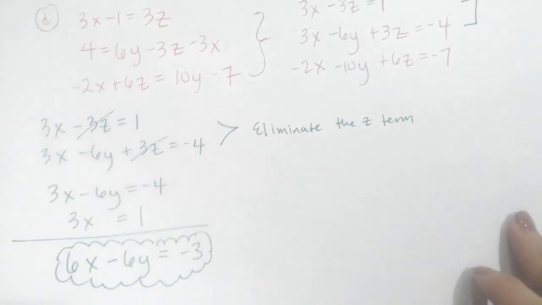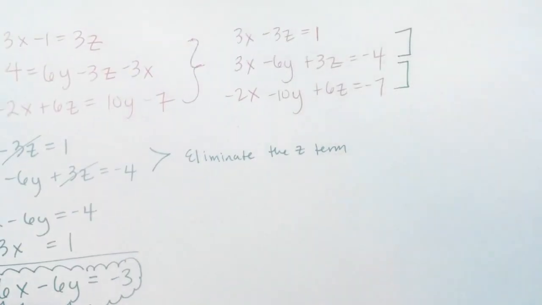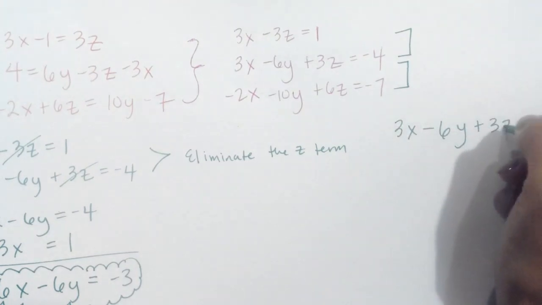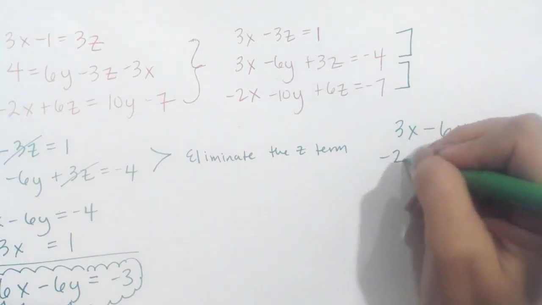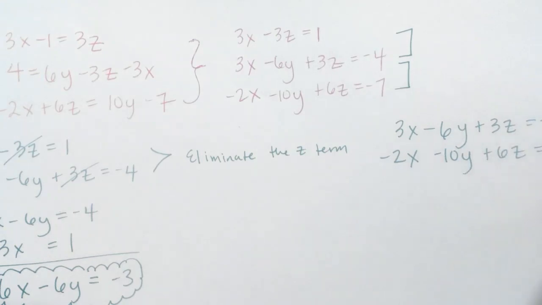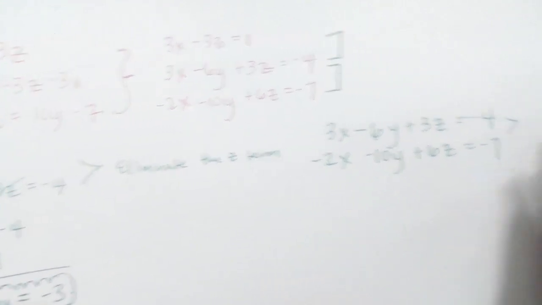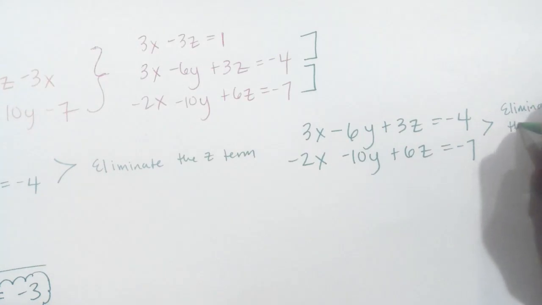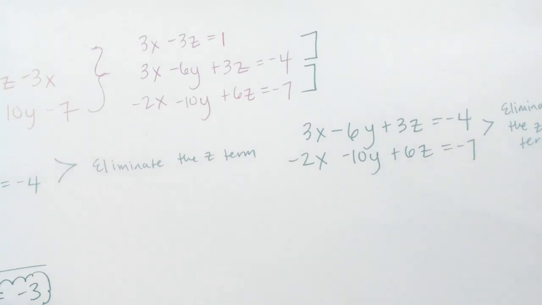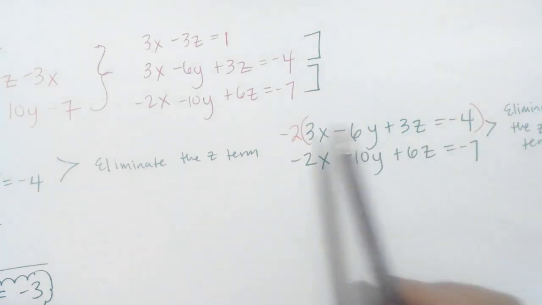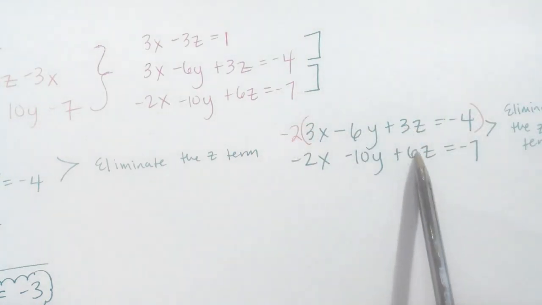Alright, so now I'm going to go over here and look at the second and the third equation. So I'm going to rewrite. So 3x minus 6y plus 3z equals negative 4. Negative 2x minus 10y plus 6z equals negative 7. And I need to eliminate the exact same term that I did here. So I'm eliminating the z term. So if I look at this guy right here, I'm going to multiply this guy by a negative 2. Why? Because 3 times negative 2 will give me negative 6, and then these guys will cancel.